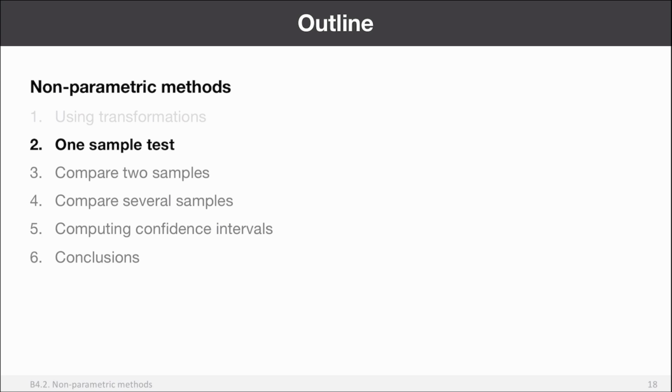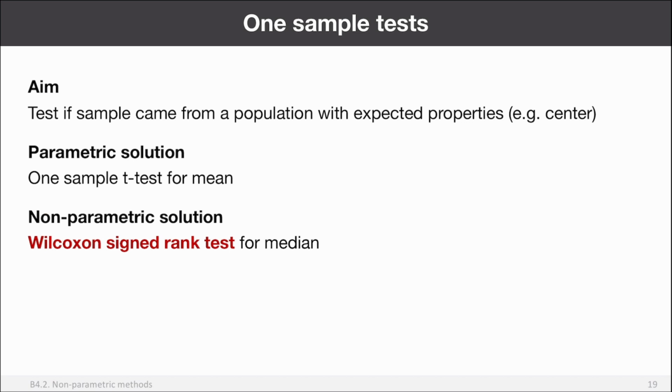So let's consider task number one, the sample test, when we have a sample and we would like to know if the sample came from a population with expected properties. And in the parametric way, most of the time these properties mean the mean, because we are interested, first of all, in the center of this population, right? In the parametric approach, the solution for this task will be using the one sample t-test for mean.